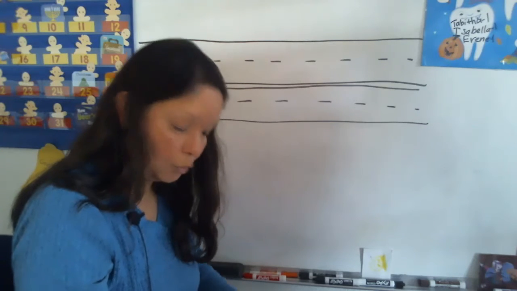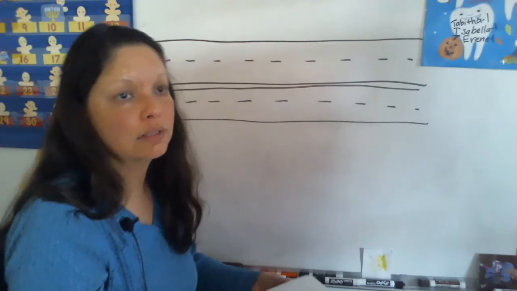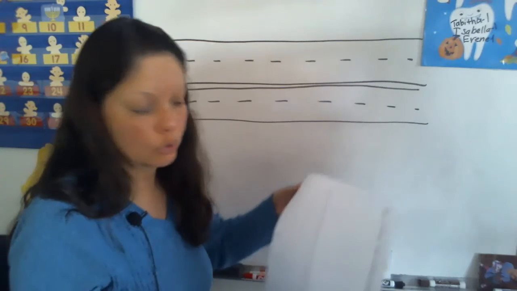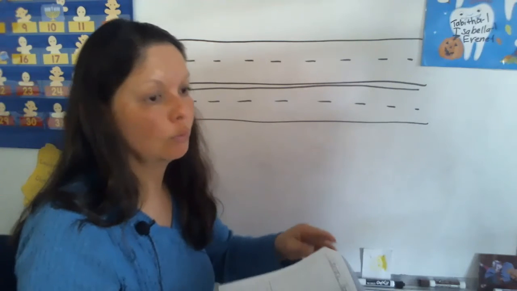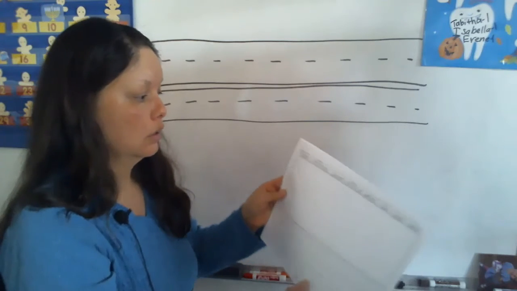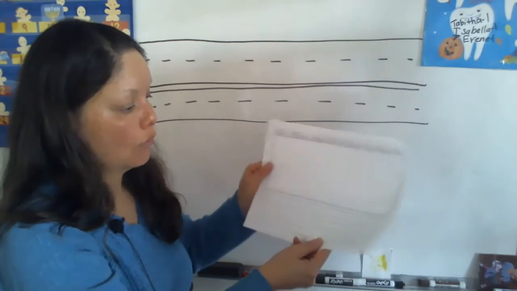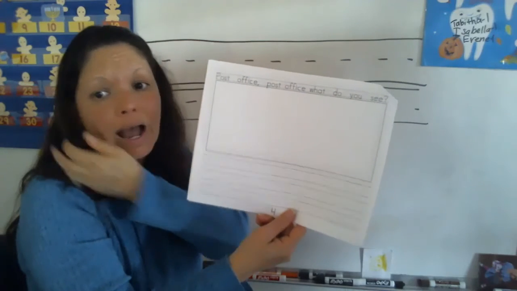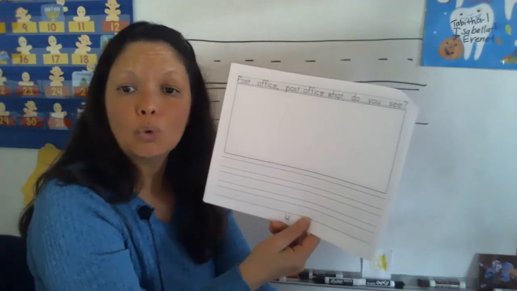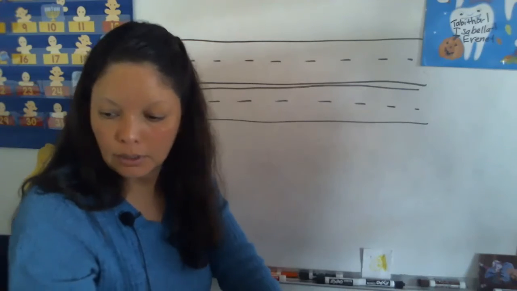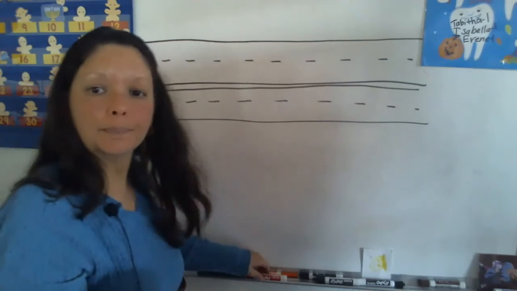I know it doesn't super match. It's supposed to say like, I see the post office looking at me. But we wanted to use the word of the week. That's why we're writing the words can go. And today we're going to say post office, what do you see? And we're going to write, I can go to the library. And we're going to do that.